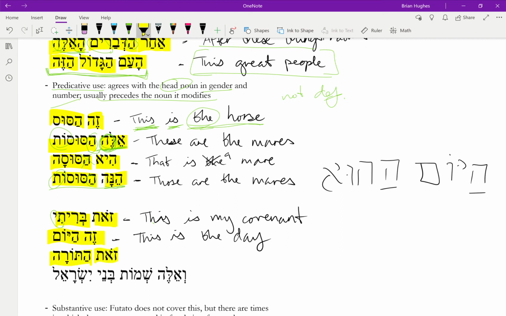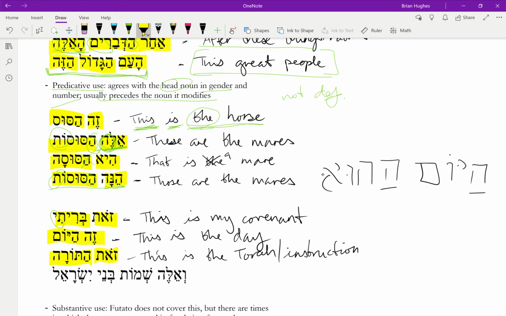Zot haTorah. Here we get this is the Torah, or the law, or the instruction. So you can picture in your mind all the places that the Lord or Moses is saying, this is the law that God has commanded you, or these are the judgments, or these are the statutes and things like that. This is the construction we're using.